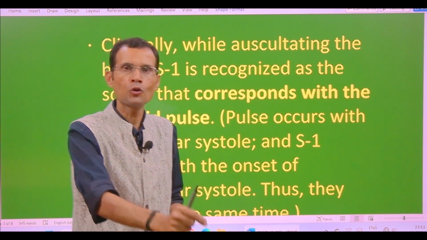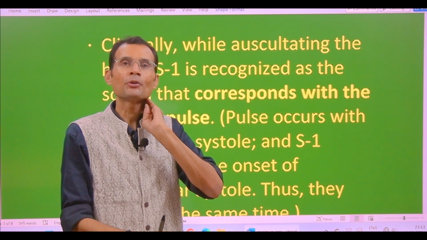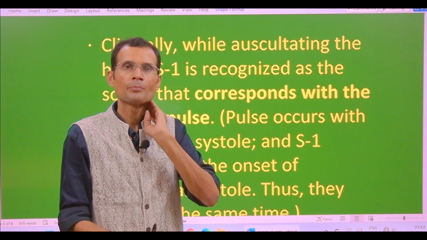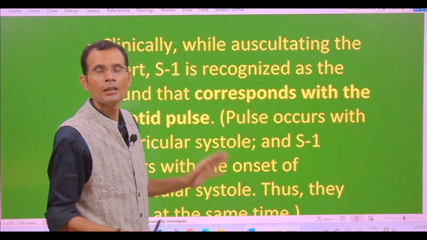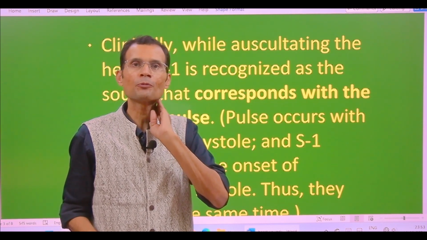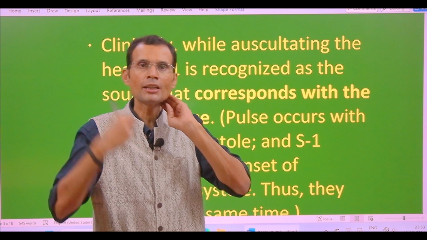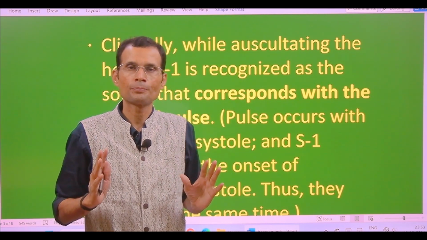Once you have put the stethoscope, within next 5 seconds, what you are also supposed to do is put your fingers over the carotid pulse. This is a must-know area. Okay, you will lose marks if you don't put your fingers over the carotid pulse. So you palpate the carotid even as you auscultate the heart sounds.